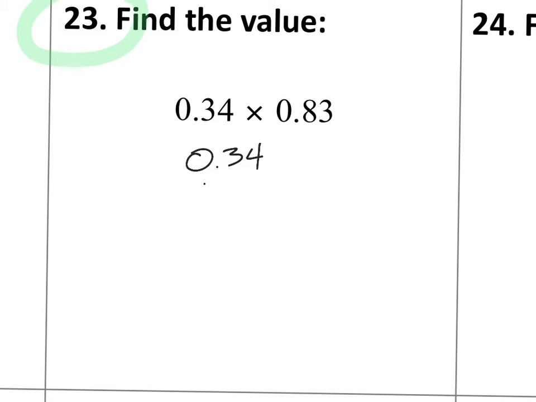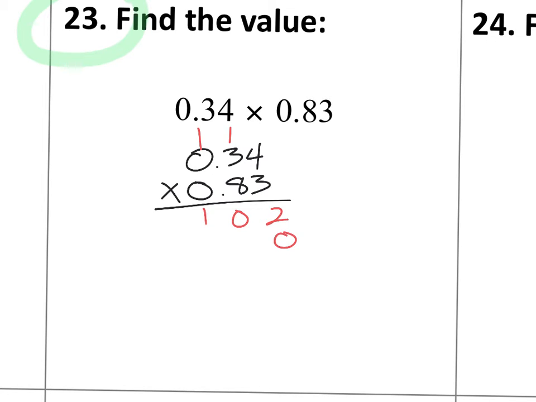34 hundredths and 83 hundredths. So we're going to multiply now. 4 times 3 is 12. 3 times 3 plus 1 is 10. And 3 times 0 and 1 plus 1 is 1.